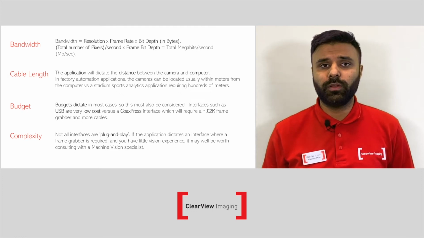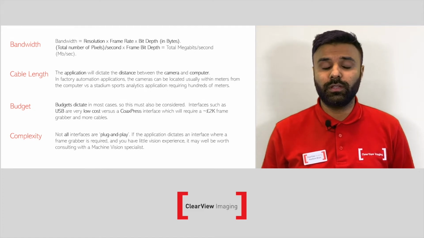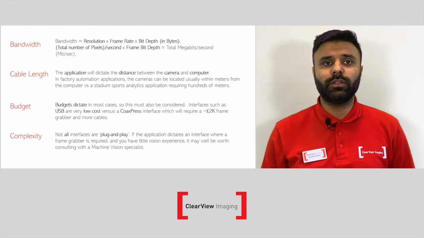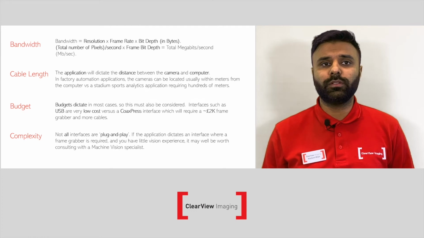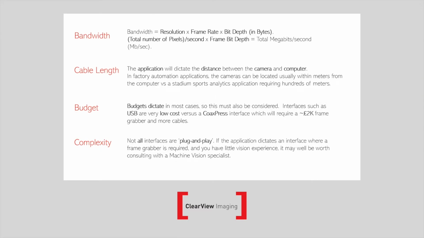While looking at the bandwidth, remember that moving objects require more frames per second than static images to capture the change in the image. Once you have your resolution, frame rate, and an understanding of what image you need, for example color or mono, you can do a simple calculation to understand how many megabytes per second you need to transport from the camera to your host PC. The formula for this is the resolution of the sensor times the frame rate times the bit depth in bytes.